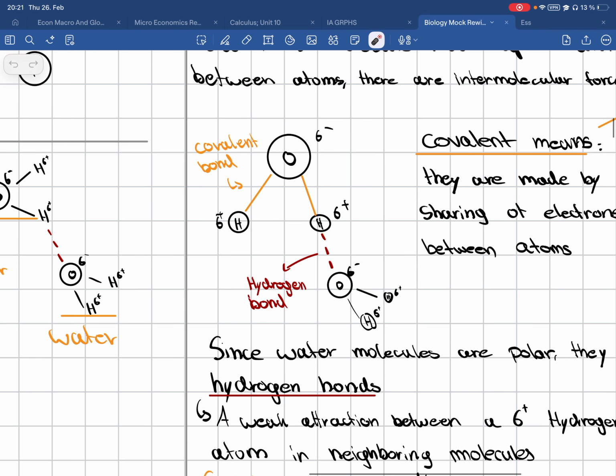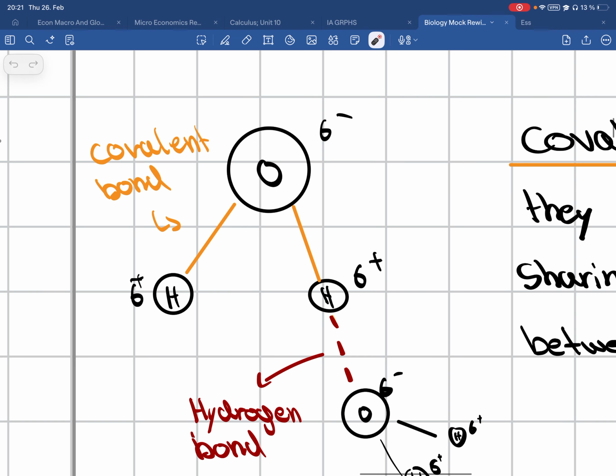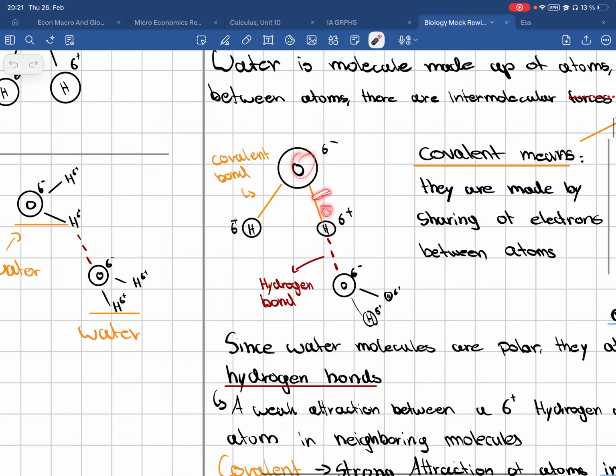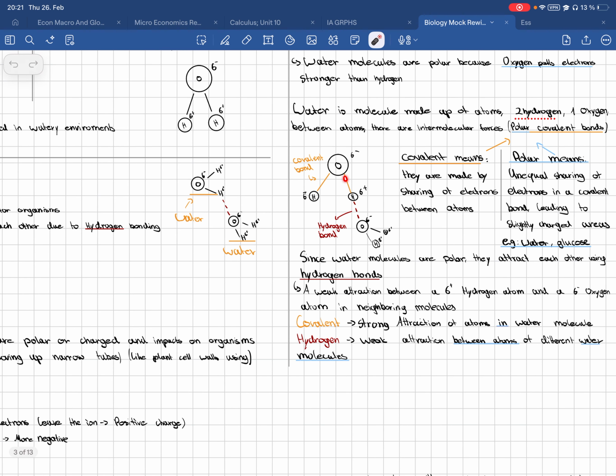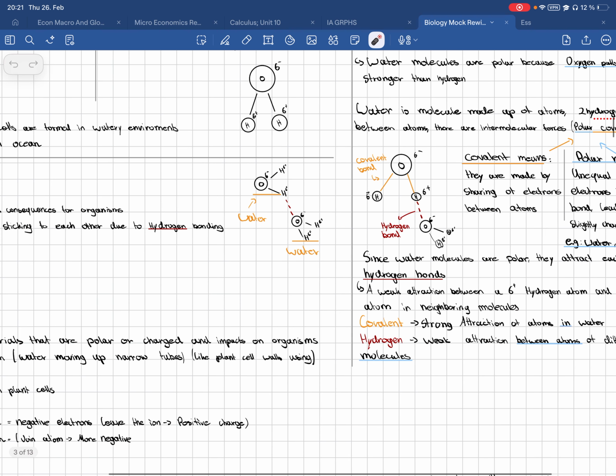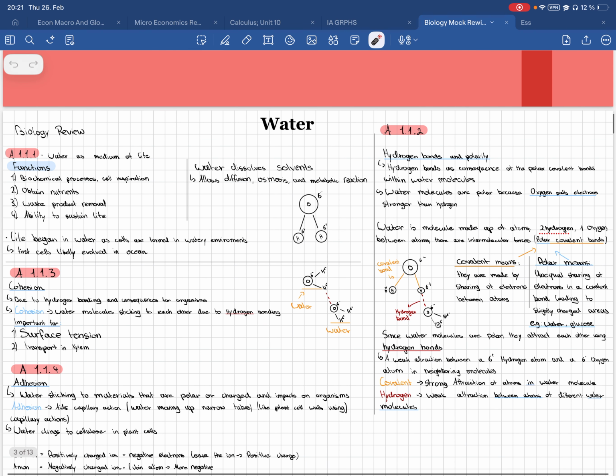Now, the covalent bond between an oxygen atom and a hydrogen atom, this bond right here, the polar covalent bond, is extremely strong. So to break this bond between two atoms is very hard because there's a strong attraction of atoms in the water molecule. Now, the hydrogen bond between different water molecules is weak in comparison to this, and it is easier to break. Okay, that's it for A1.1.2.